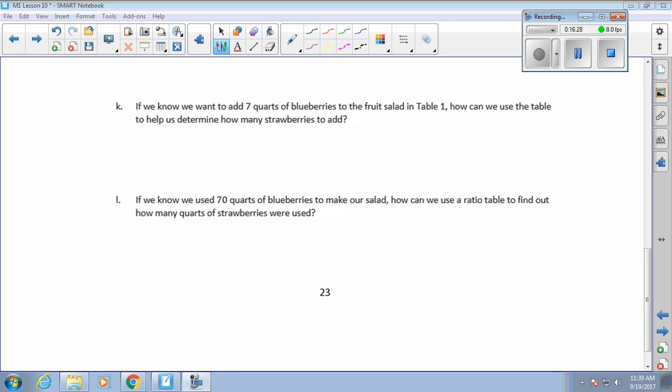So let's just write that. If we're using a 1 to 3 ratio, and we want 7 quarts of blueberries, what would we have to do to the 7 quarts of blueberries in order to find out how many quarts of strawberries we'd have to use? Yes, Riley? You would have to multiply it by 3. Yes, we'd have to multiply that by 3. So we could just say multiply 7 by 3.